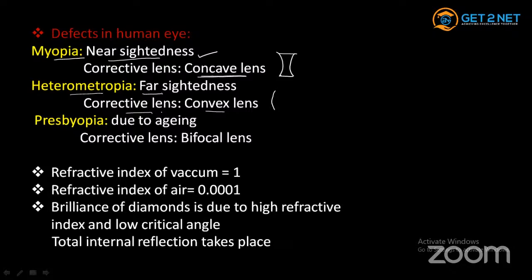So as you all know, the convex lens has this shape. So one is myopia, one is hypermetropia. These two are very important. Next is presbyopia.